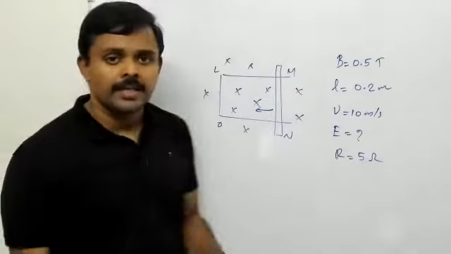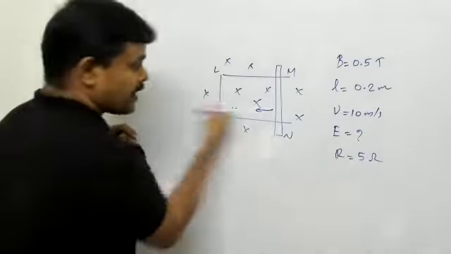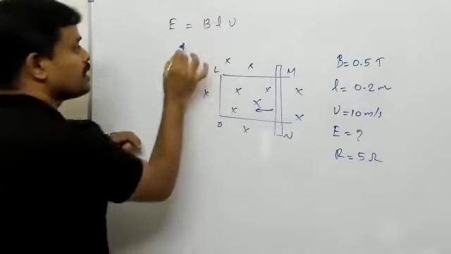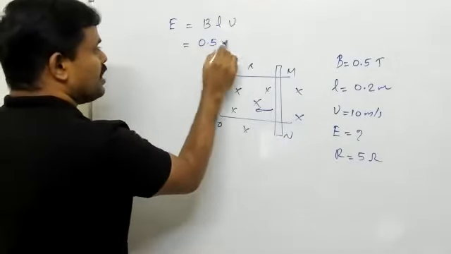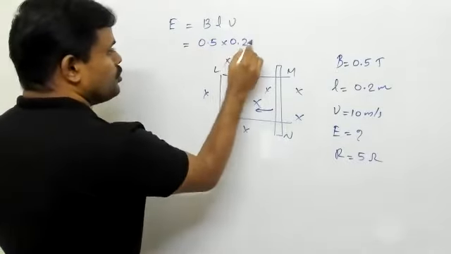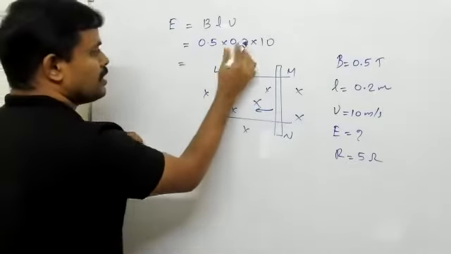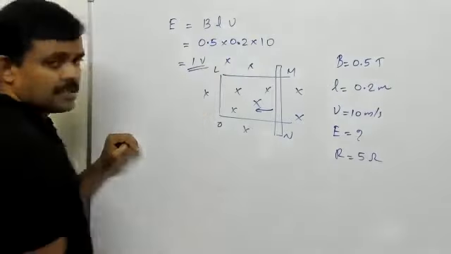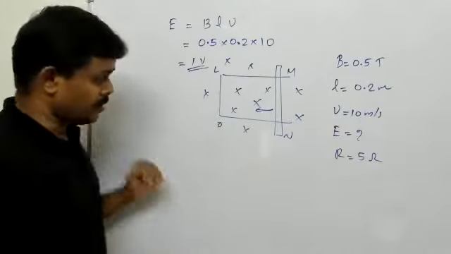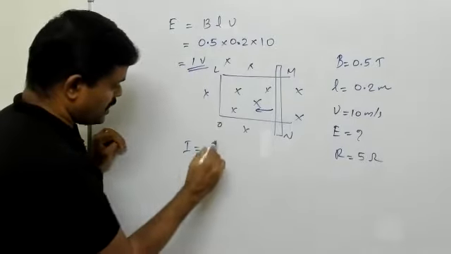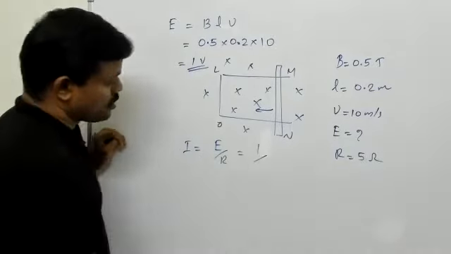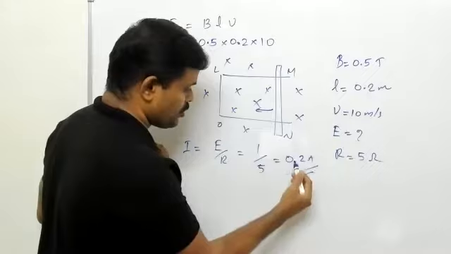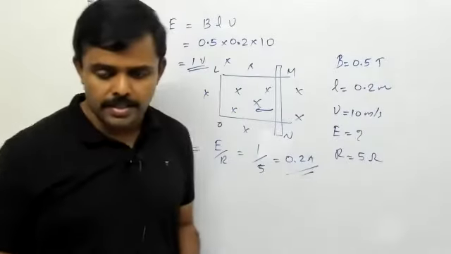So direct question again. What is the equation for EMF? You are moving the conductor and the EMF is given by BLV. B is 0.5 Tesla, length is 0.2, velocity is 10. Multiply 0.2 into 10, that is 2. 2 into 0.5 gives 1 volt. Simple question, but it's been asked many times, right? This is the EMF. So current is given by EMF by resistance. EMF is 1, resistance is 5, 1 by 5 is 0.2 amperes. Did you understand?